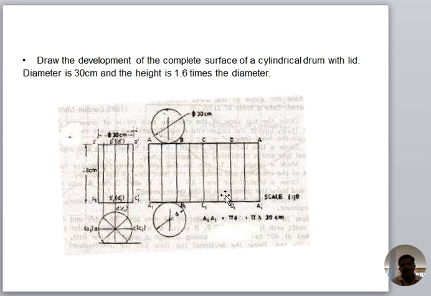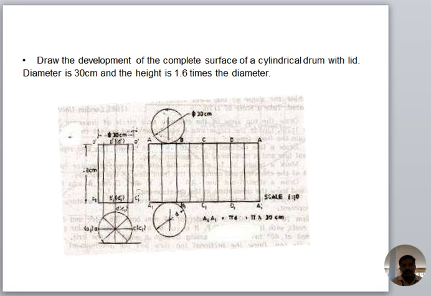94.2 is divided into 8 equal parts, each one is 11.775. 11.775 is the width of each one. It is the development of the cylindrical drum.